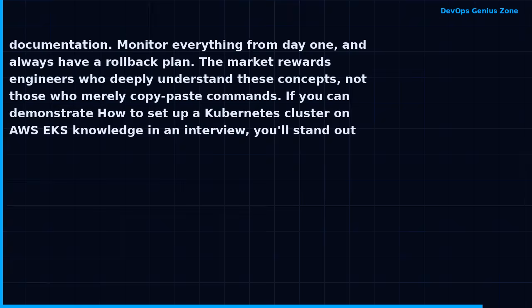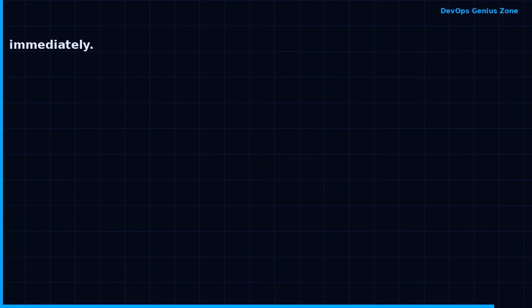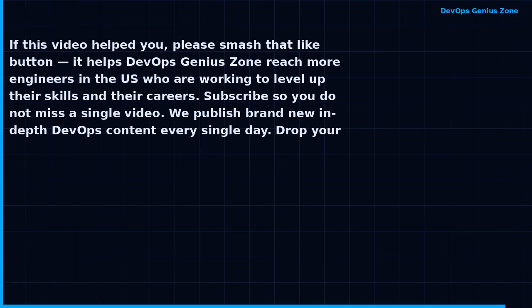To summarize, knowing how to set up a Kubernetes cluster on AWS EKS is critical in the 2025 US DevOps job market. Start right by understanding requirements before touching configuration, and version control everything. Follow best practices around least privilege, small changes, automation, and documentation. Monitor everything from day one, and always have a rollback plan. The market rewards engineers who deeply understand these concepts, not those who merely copy-paste commands. If you can demonstrate your knowledge of setting up a Kubernetes cluster on AWS EKS in an interview, you'll stand out immediately.